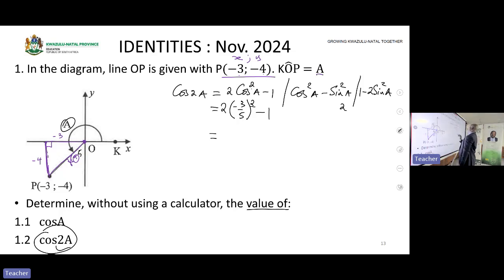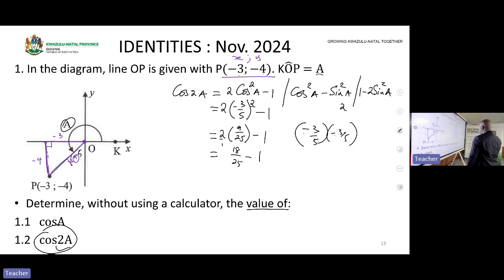Take that one through your board work. So it's going to be 2 into. Here everything is raised to the power 2. So -3 over 5 all squared is the same as -3 over 5 times -3 over 5. Negative times negative is positive, 3 times 3 is 9, so it's going to be 9 over 25 minus 1. Now you can multiply. This 2 is over 1, meaning you multiply a numerator with a numerator and a denominator with a denominator. 2 times 9 will be 18 over 1 times 25, minus 1.